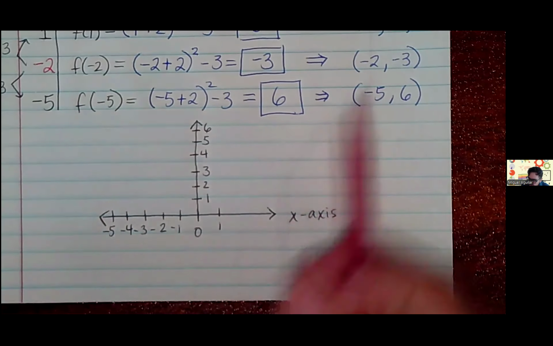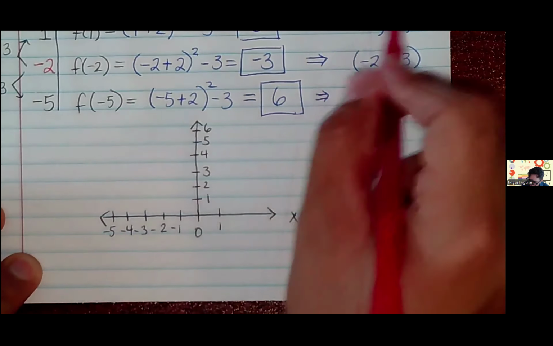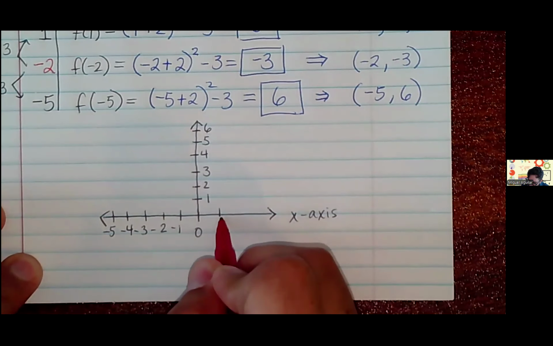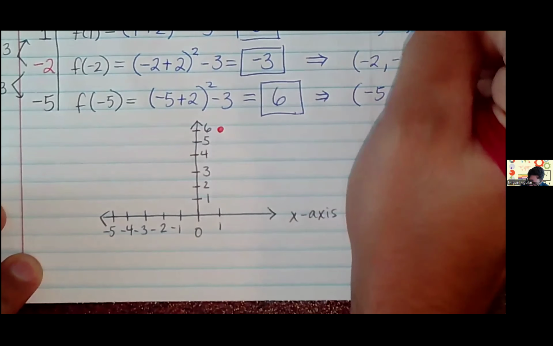All right. So now that we have our points, we can go ahead and plot these. The first point that we have is at (1, 6). So it's way up here. Got that one.